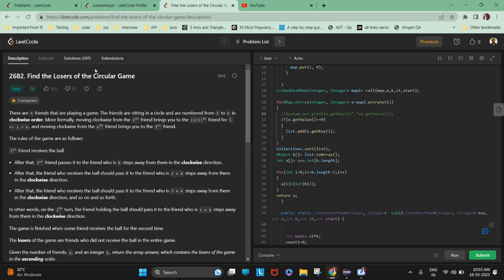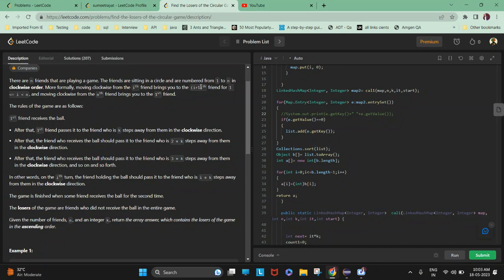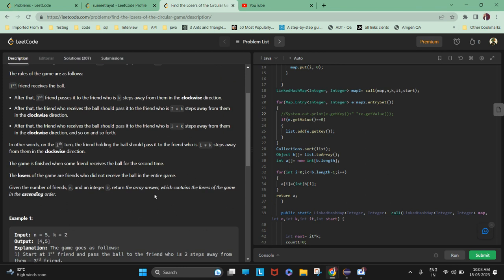You have to find the losers in a circular game. There are n friends playing a game, numbered from 1 to n in the clockwise order. More formally, moving clockwise from the ith friend takes you to the (i+1)th friend, for 1 <= i < n, and moving clockwise from the nth friend brings you to the first friend. So it is circular. All the friends are sitting in a circle, so next to 5 is sitting 1, which means they are circularly connected.